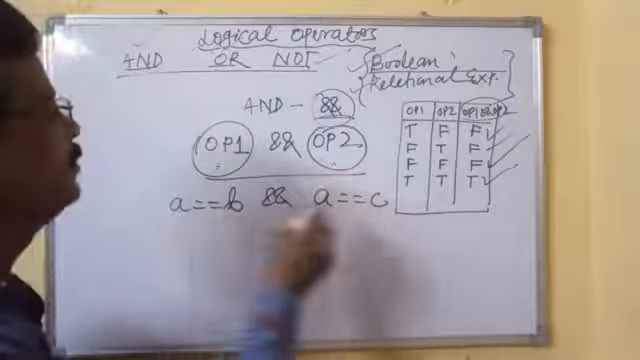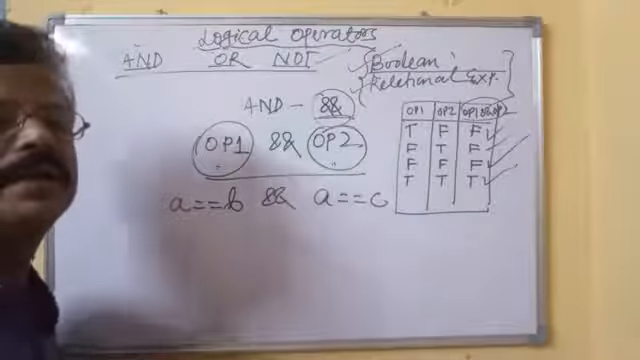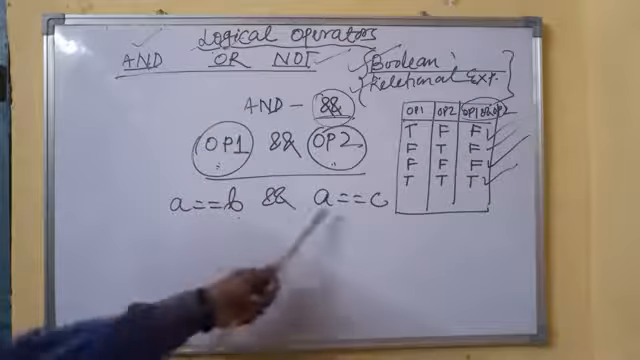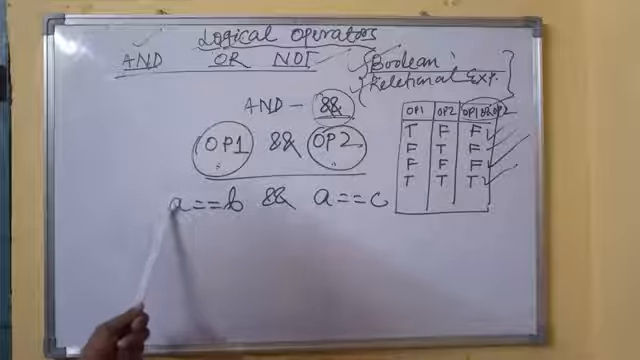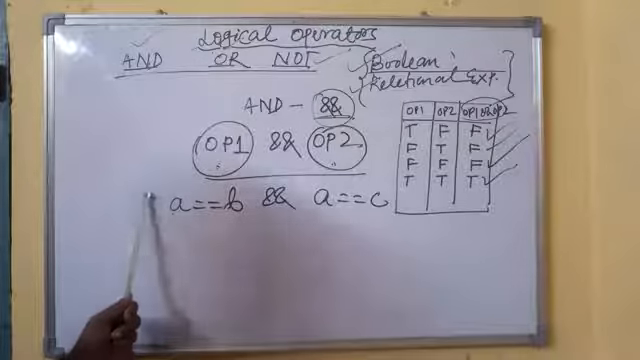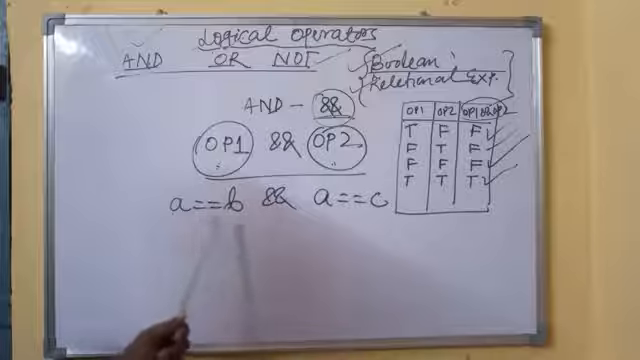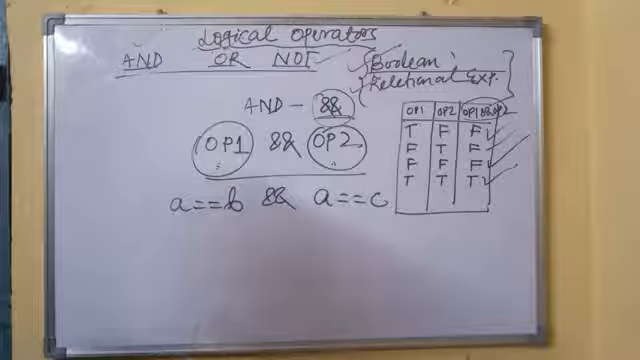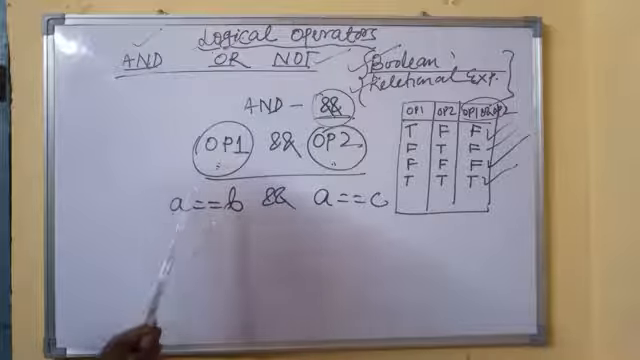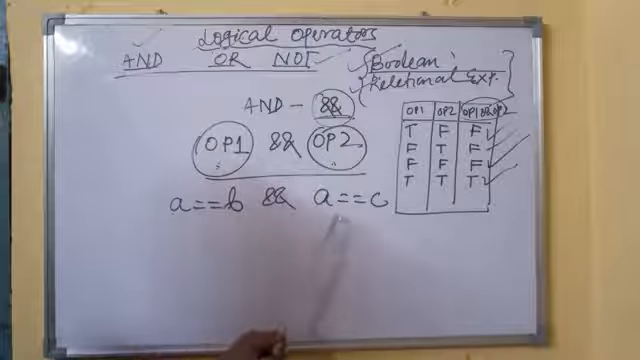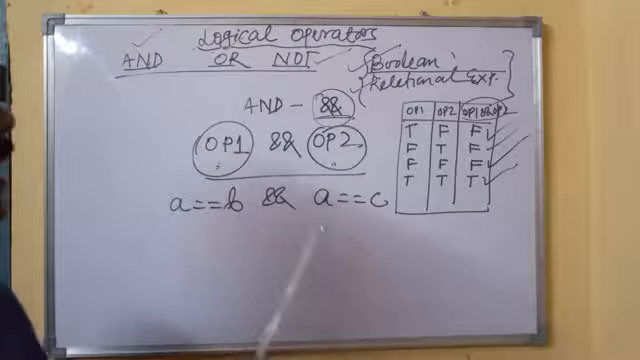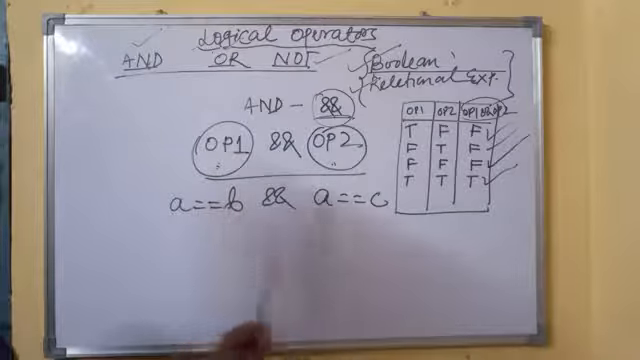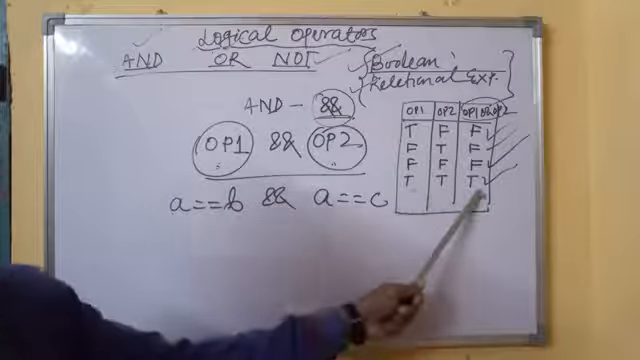So this expression has two conditions. First of all the computer will evaluate this one. First you have to give the values of A, B, C, and after giving the values, the computer will compare whether A is equal to B or not. If it is equal to B, then it is true. Suppose it is found true, then it will come to this one and check whether A is equal to C or not. And if both are equal, then according to the table, the answer will be true.